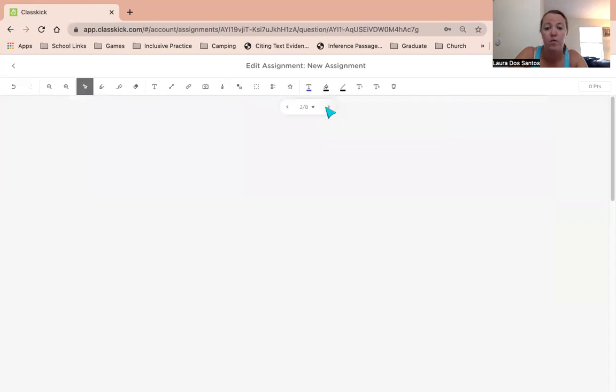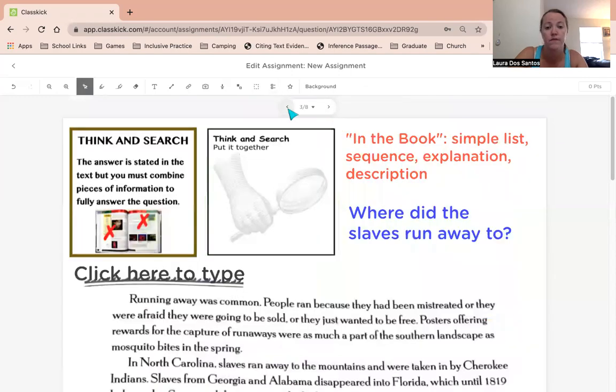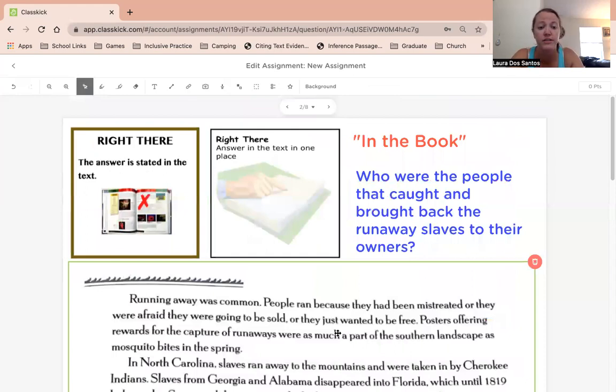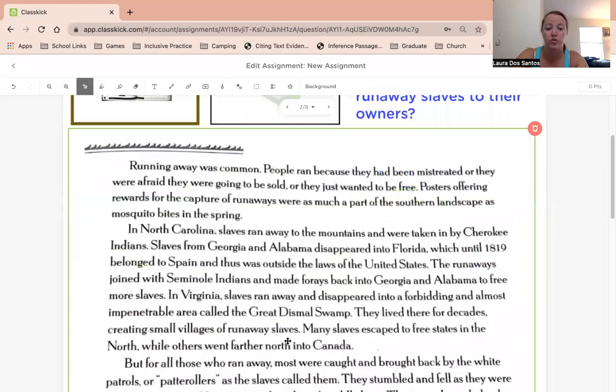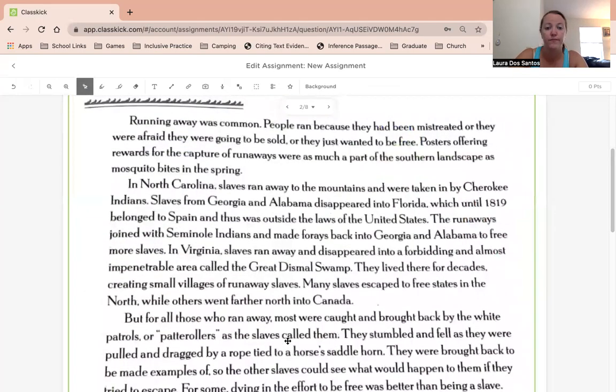So the first type of questioning is called the right there question. This answer is stated in the text. The author explicitly states this. It is always found in one place. It's also known as an in the book question. So before I read the question, I'm just going to read aloud the passage to you.